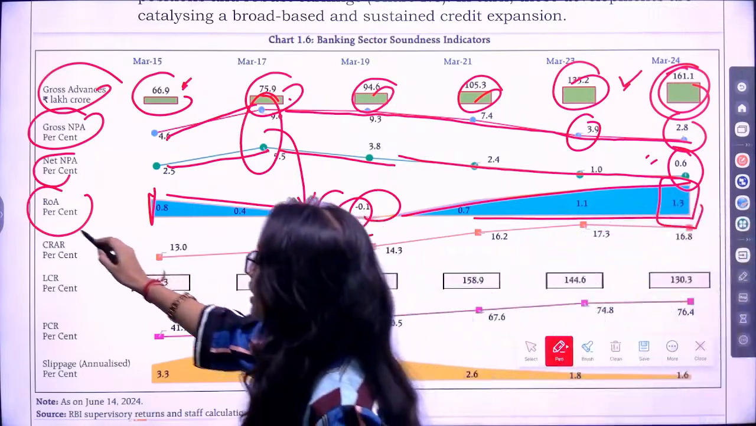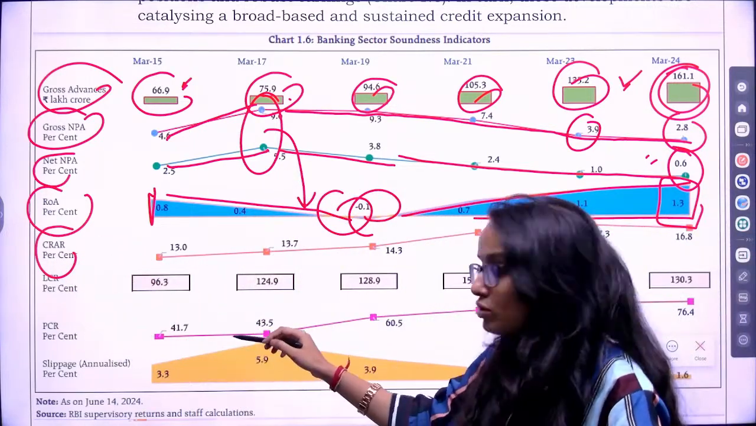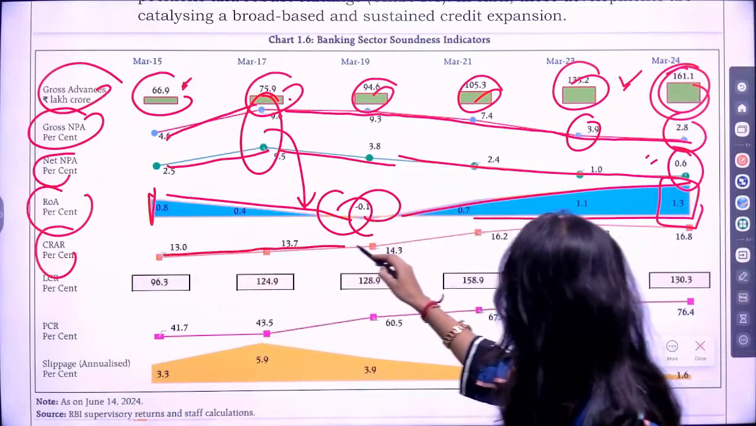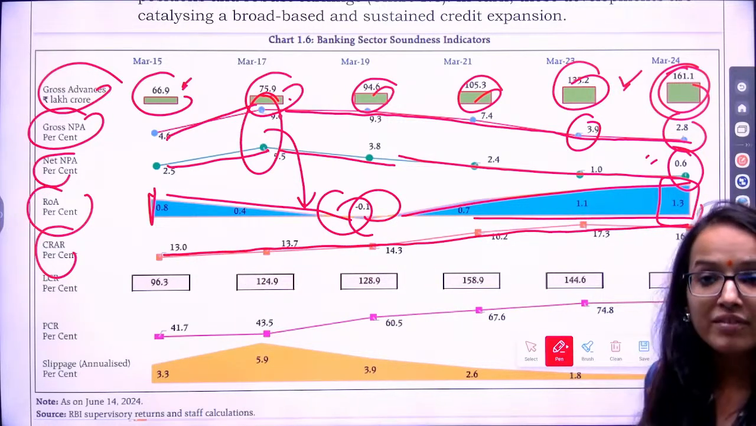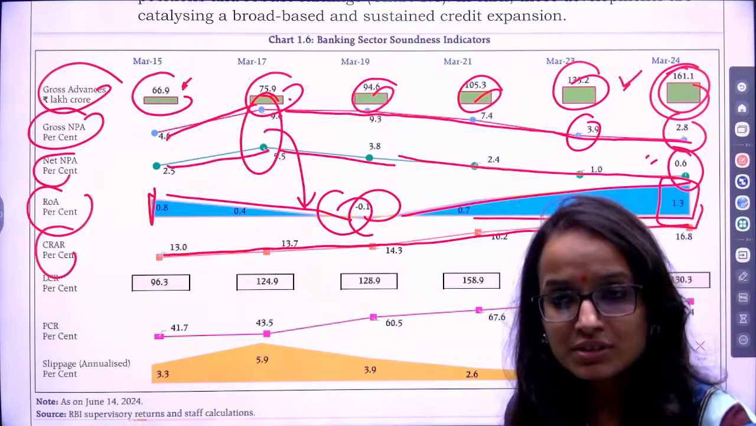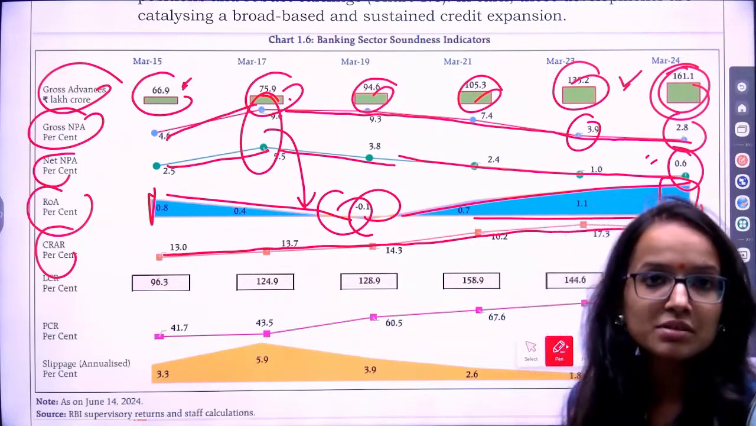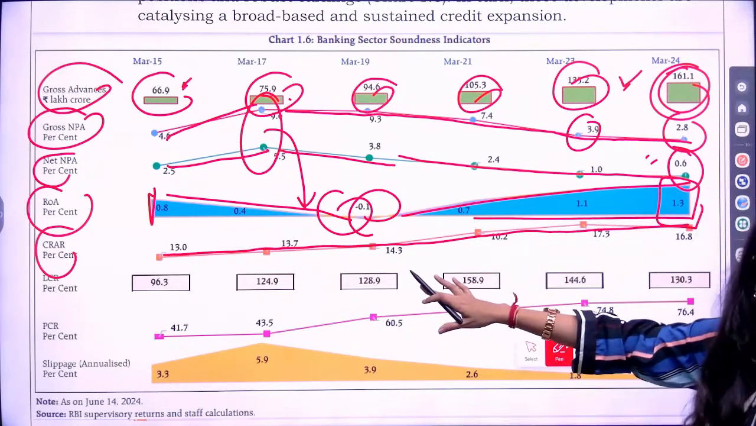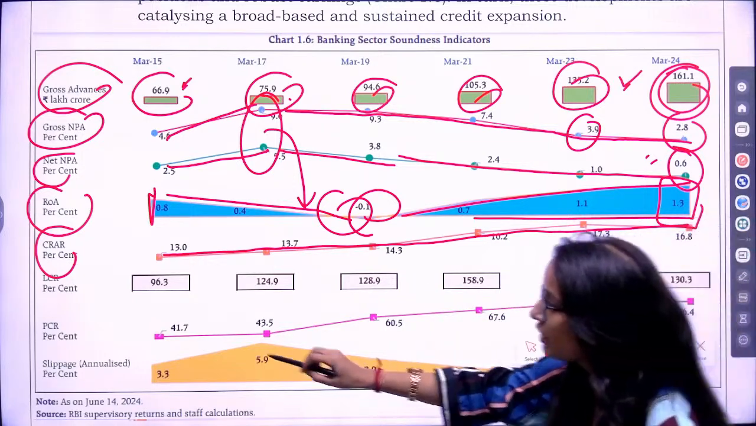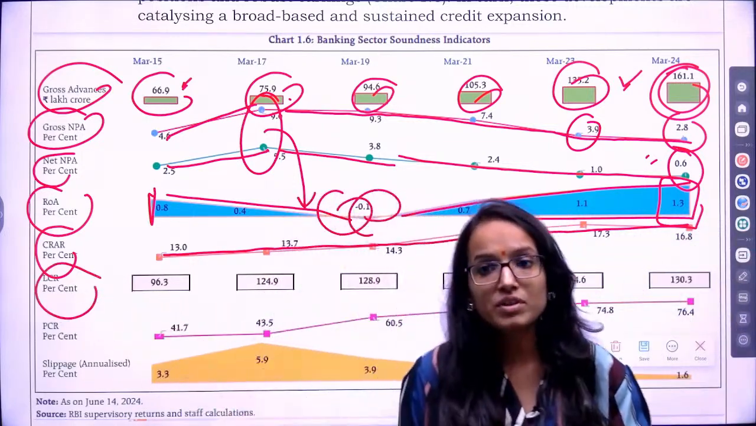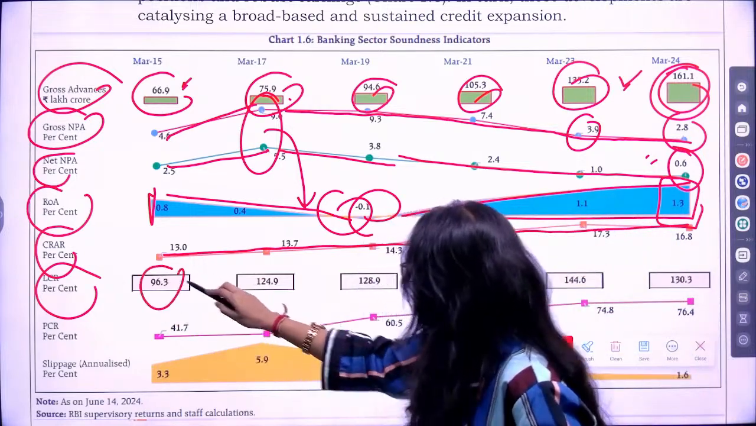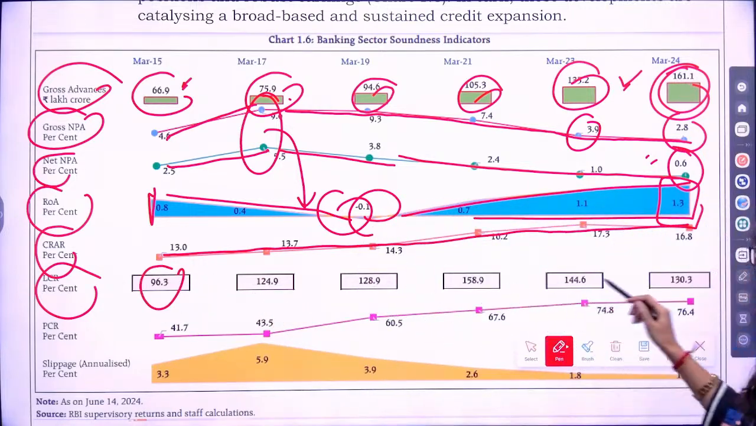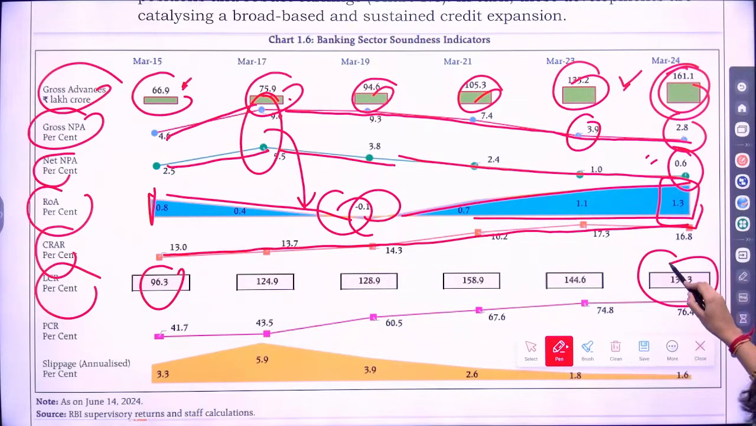Now next thing is CRAR, capital adequacy ratio. You see it is continuously rising. That shows you have enough capital and liquidity to stand by any unforeseen circumstances, right? Next thing which you have is your LCR, liquidity coverage ratio. In terms of percentage, it is 96, 124, 128, 158, now 130.